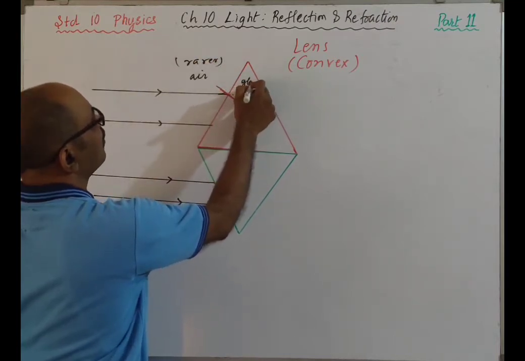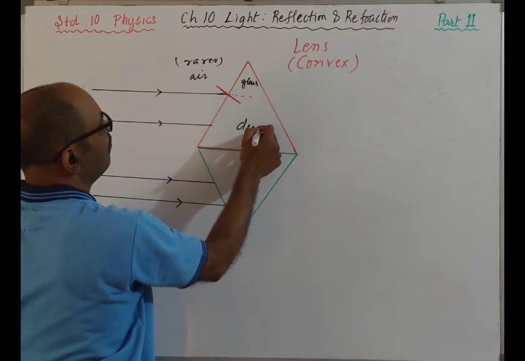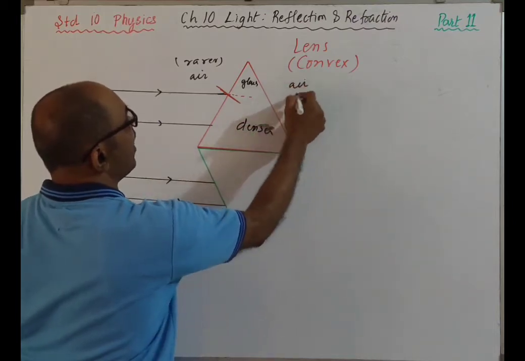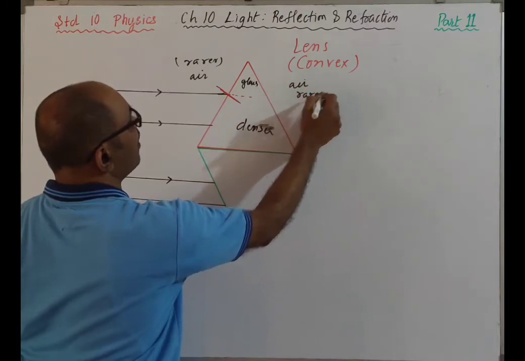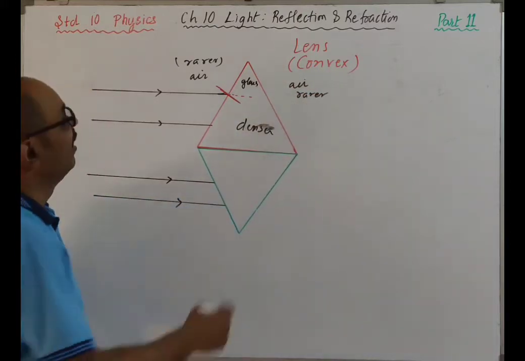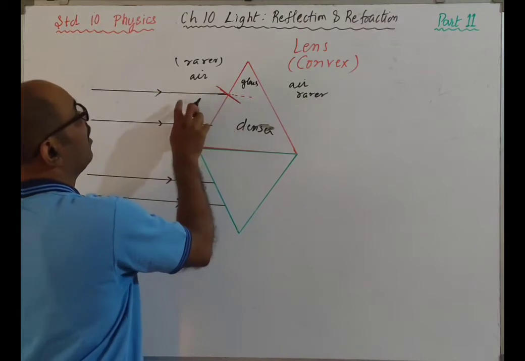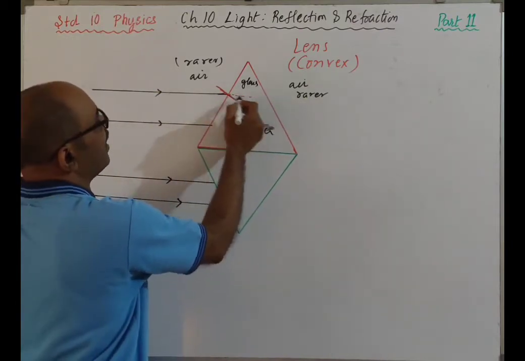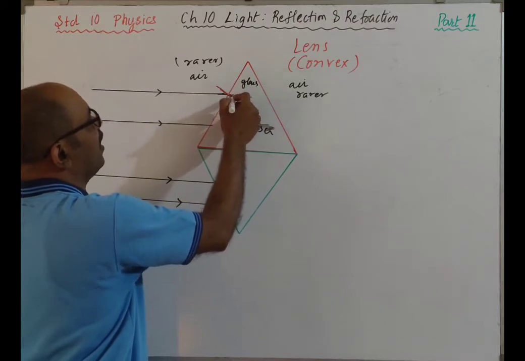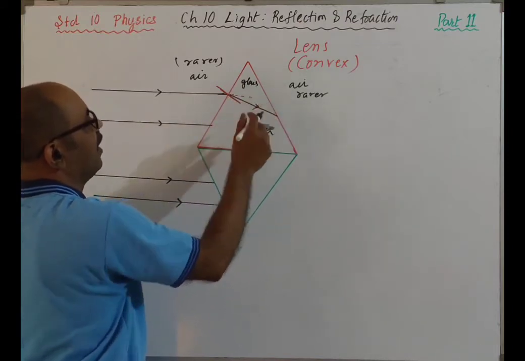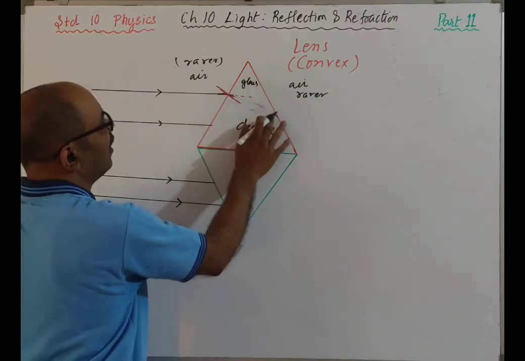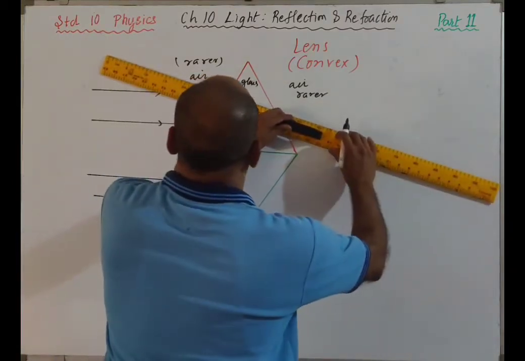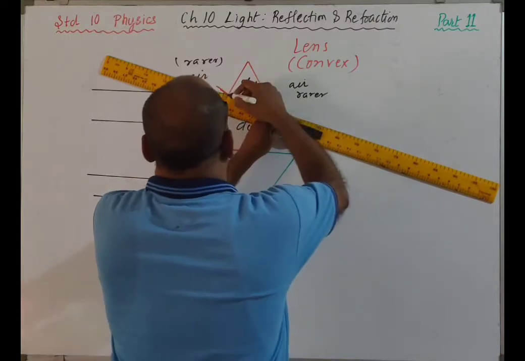Glass is denser medium. And again air, that is a rarer medium. Correct? So, rarer to denser towards the normal. So, ये सीधा नहीं जाएगा, नॉर्मल की तरफ ऐसे बैंड होगा. करेक्ट? बहुत ज्यादा बैंडिंग बता दिया. ऑलराइट? We have a problem here कि ये बैंडिंग बहुत ही ज्यादा है.